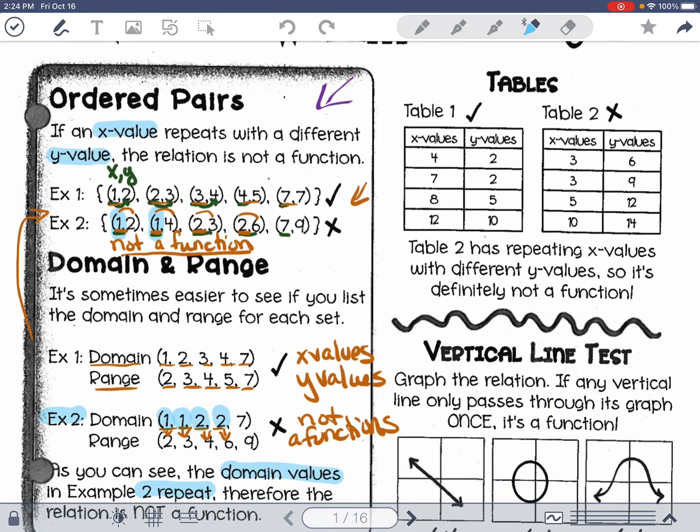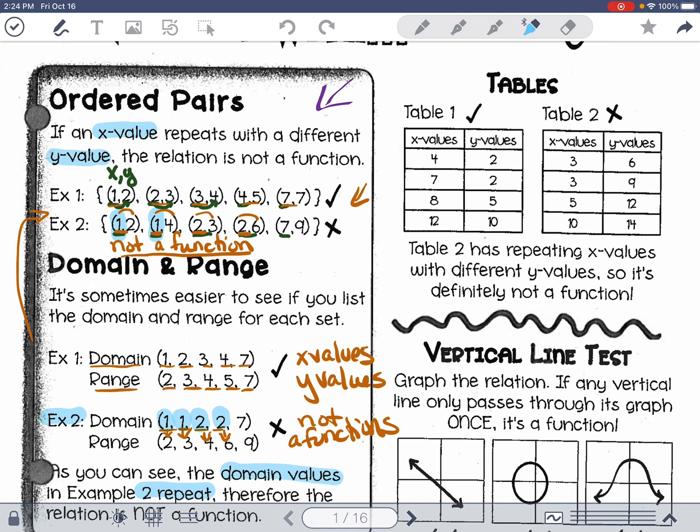Okay, the next way you can see functions presented is in tables. Okay, ordered pairs, domain and range, and tables. If you look at the x and y values in table 1, look at your x values. They're all different. As long as they're all different, it doesn't matter what their output is or what they're paired with. They're all different. So that means this one is a function.